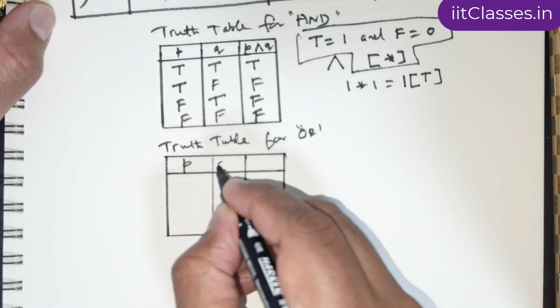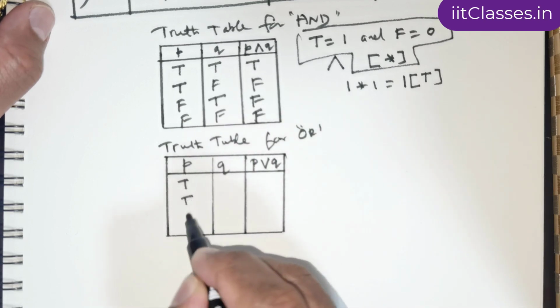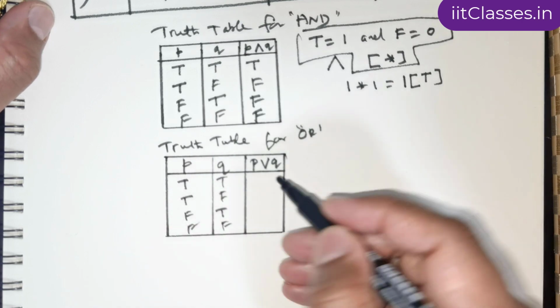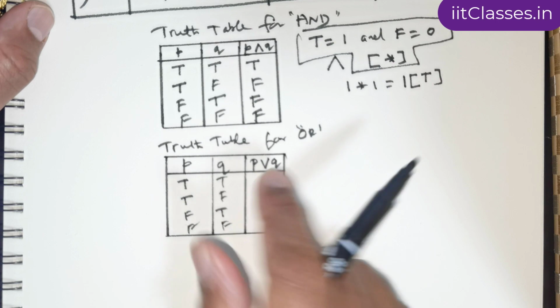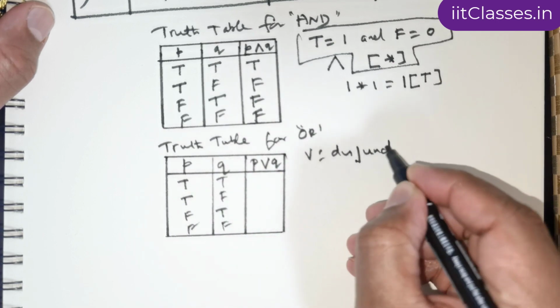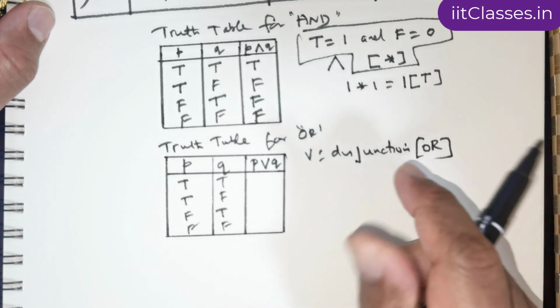So we've got P, Q and P or Q. This is T, T, F, F, T, F, T, F. Now we call this disjunction, right? This operator is called disjunction, and we also refer to it as the OR operator.